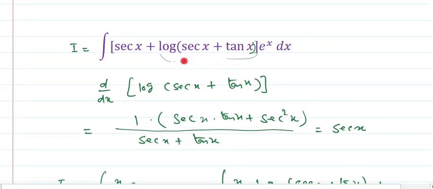So I hope you understood how to check which portion is the derivative of the other. Either it is very clear, or you may find out by calculating the differentiation of the two functions and find out which one is the derivative of the other.